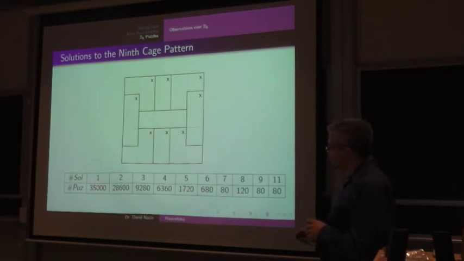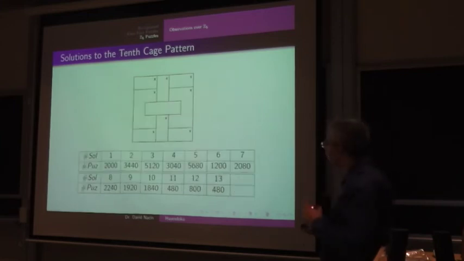This cage pattern ends up with 35,000 puzzles with unique solutions, and puzzles with solution numbers skipping 10 and then jumping to 11 here. And then for the 10th cage pattern here, for the final one, this is the richest of the cage patterns in the Z5 case. We end up with solutions from 1 through 13 possible solutions. And we end up with 2,000 puzzles that have unique solutions here.